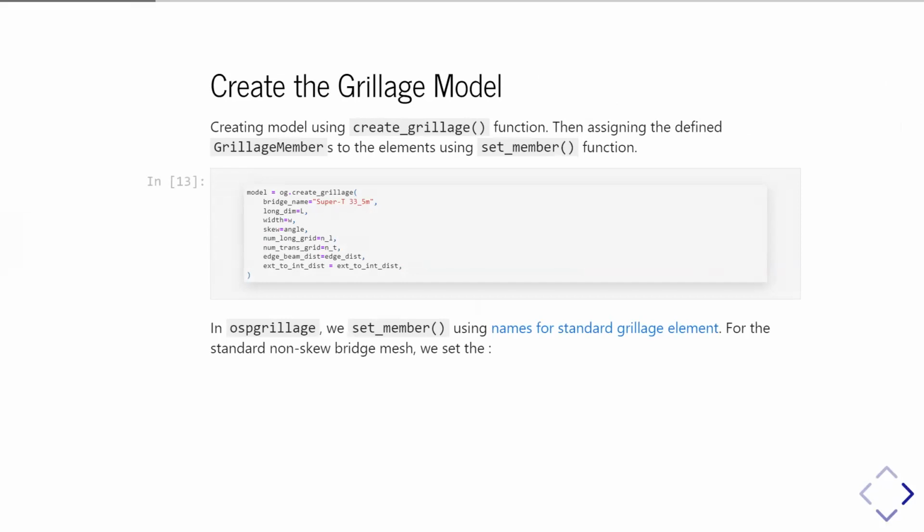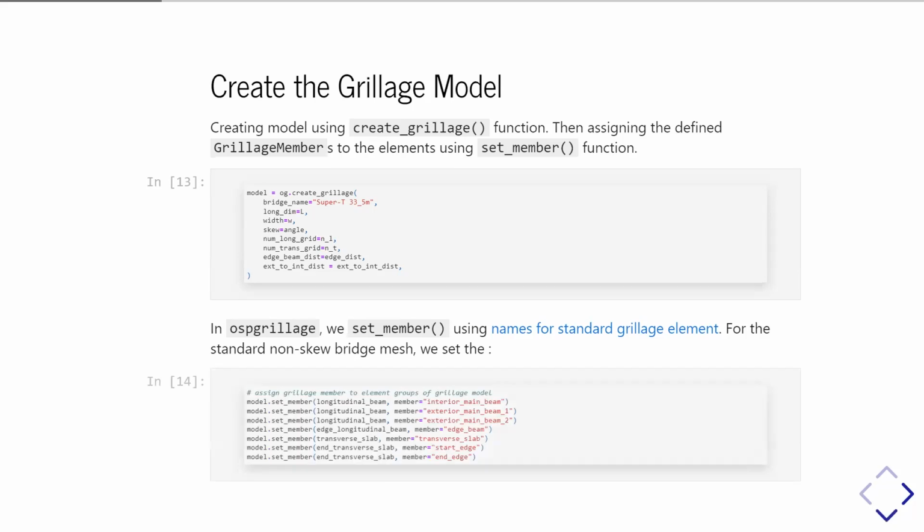Creating the grillage is again a simple interface, a simple function called create grillage. All the properties here are just the inputs required. More or less these are what we defined earlier, with the only new variable being the bridge name. That's the only new variable here. After we create the model, the grillage object in Python, we then start setting members, assigning members to our grillage model here.